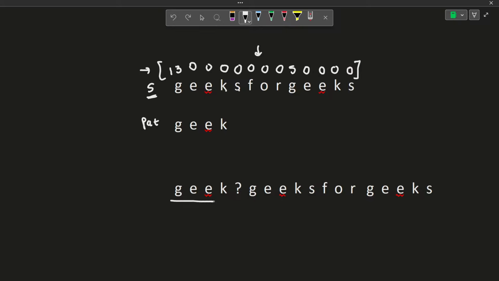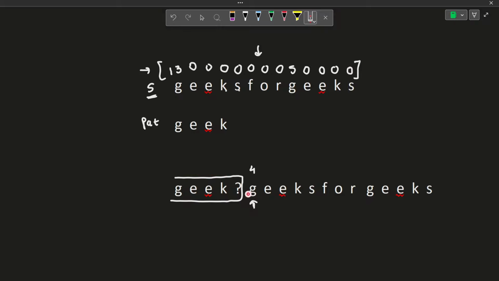Now, this part is not very useful till here, but if you calculate the z function for the remaining part, for this particular position, what is going to be the answer? The answer is going to be 4, right? Why? You will see that this particular g is matching with this particular g, this e is matching with this e, and this e is matching with this e, and this final k is matching with this particular k, right? So starting from this particular position, there is a substring of length 4 which is also present in the prefix of the string, right?